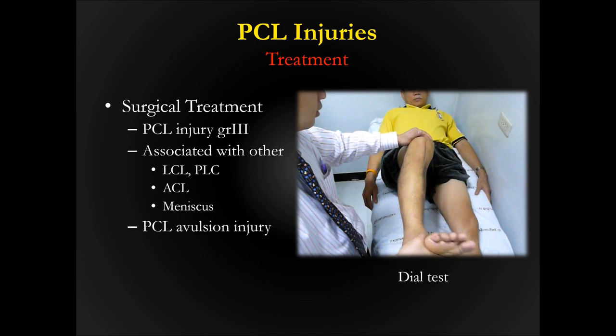It's not the hip joint. The hip joint can dial, right? But the knee joint cannot. Okay, this is the dial test. This patient has a severe PCL injury together with a collateral ligament injury. The dial test represents the PLC. PLC is the posterolateral complex. The posterolateral complex includes the LCL and popliteus, okay?